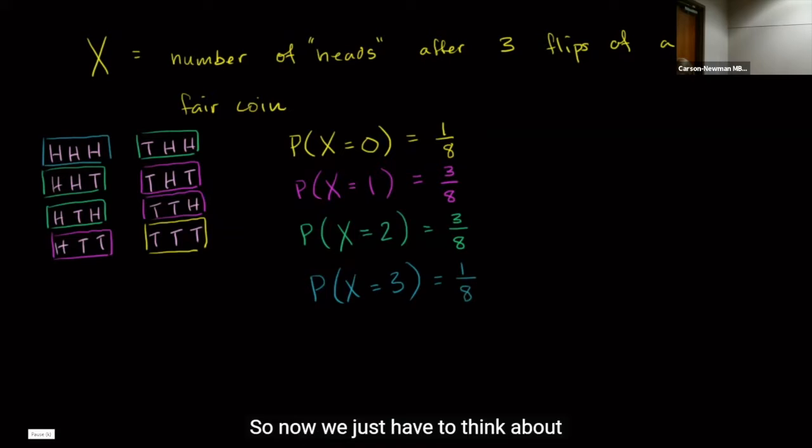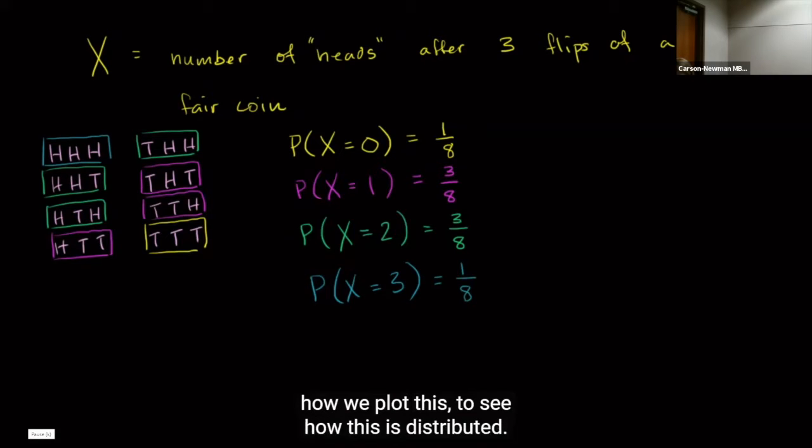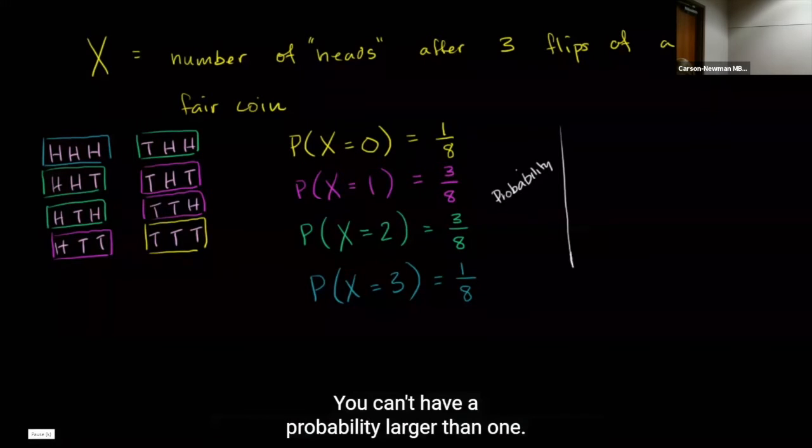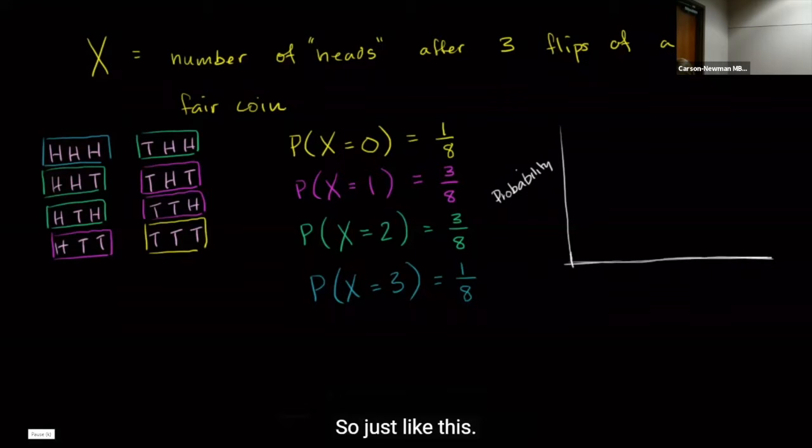So now we just have to think about how we plot this to really see how it's distributed. So let me draw. Over here on the vertical axis, this will be the probability, and it's going to be between 0 and 1. You can't have a probability larger than 1. So just like this. Let's see if this is 1 right over here.